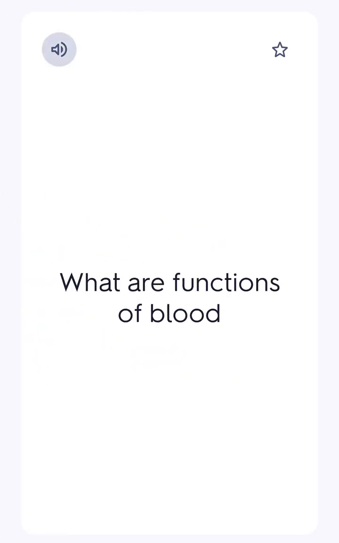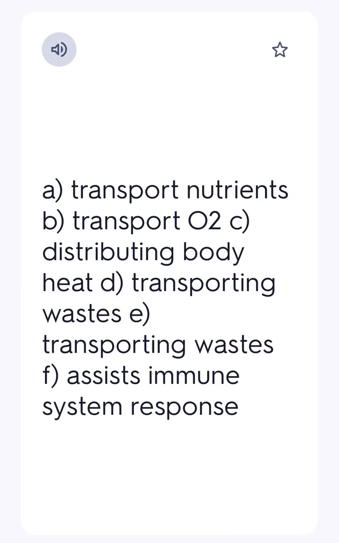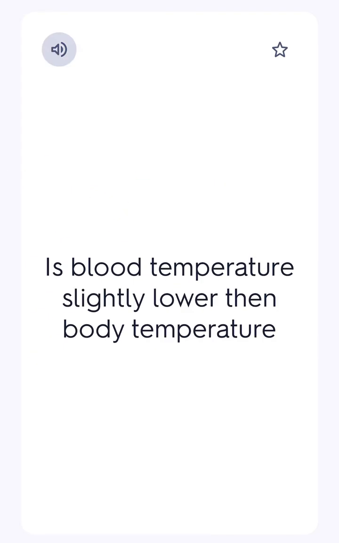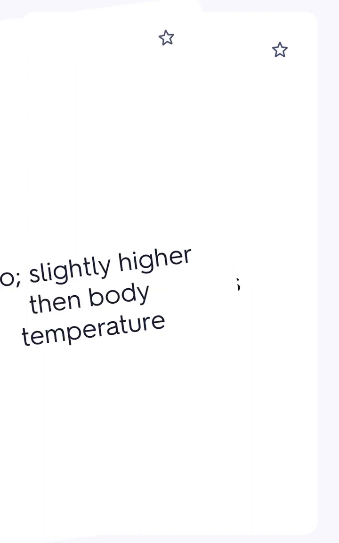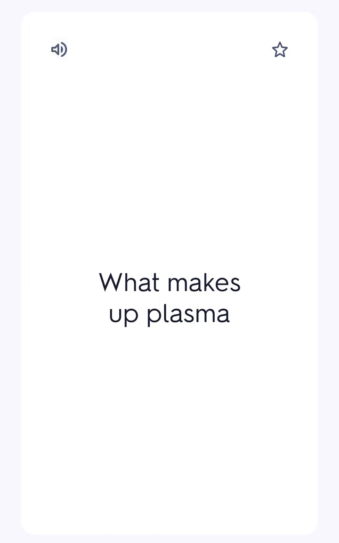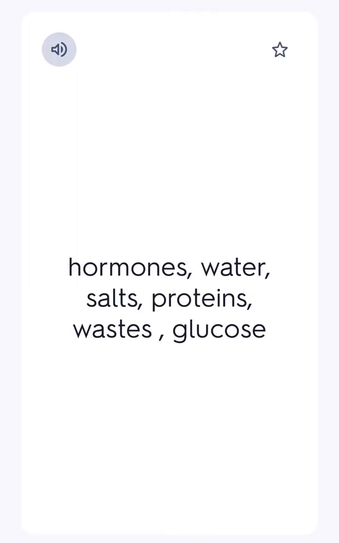What are functions of blood? A, transport nutrients; B, transport O2; C, distributing body heat; D, transporting wastes; E, transporting wastes; F, assists immune system response. Is blood temperature slightly lower than body temperature? No. Slightly higher than body temperature. What makes up plasma? Hormones, water, salts, proteins, wastes, glucose.